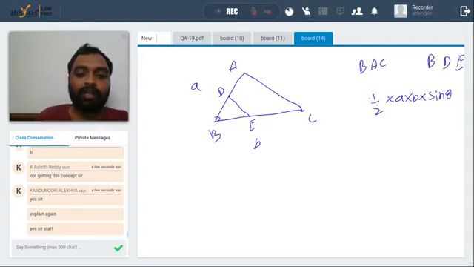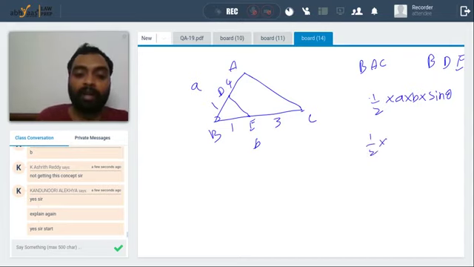Clear this one? Okay. If this complete length is A and this complete length is B. Understood? Now what I'll do is, let us say just as an example, BE is one part, EC will be three parts. If BD is one part and DA is four parts, total AB is how much? Five parts. Total BC is how much? Four parts.